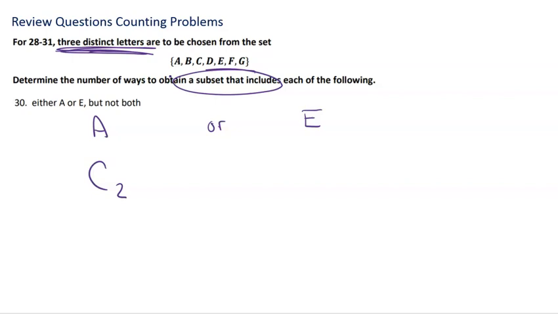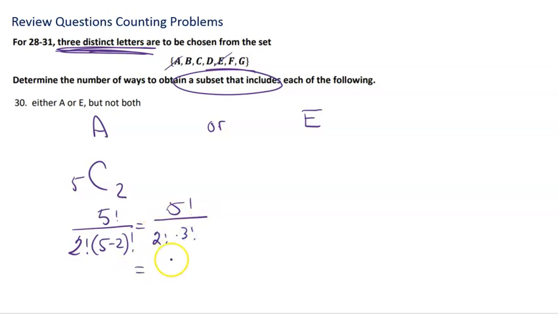Now, how many do I have to choose from? Well, I can't include A, but you know what? I can't include E either, because it says A or E, but not both. So I only have 1, 2, 3, 4, 5, either B, C, D, F, or G to choose from. So that's 5 letters to choose from. And so that's going to give me 5 factorial divided by 2 factorial times 5 minus 2 factorial, which is 5 factorial over 2 factorial times 3 factorial, which is 5 times 4 on top, because I'm going to cancel the 3 factorials, divided by 2 times 1 in the denominator. That's just that part. Now in green, I'm going to work on E, but not A. So I now have a combination.